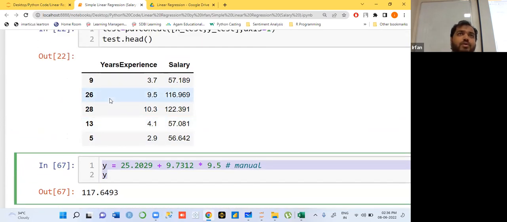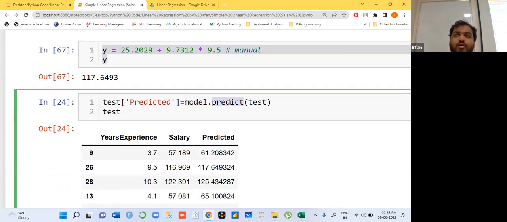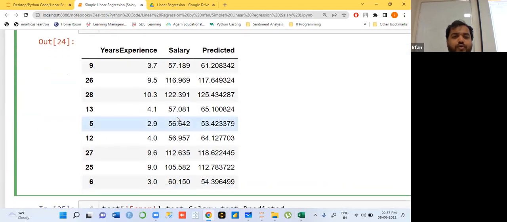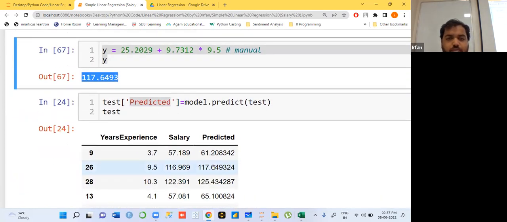Tomorrow you have 70,000 rows. Can you do it manually one by one? It becomes difficult. Sometimes you make spelling mistakes also. So what we do, there is an inbuilt function from the model. Use a function called predict. Predict for test data. In the test data, make a column called predicted. See, it's done for all the rows. Instead of doing it manually, it's done for all the rows. You can compare, guys, the answer remains the same.